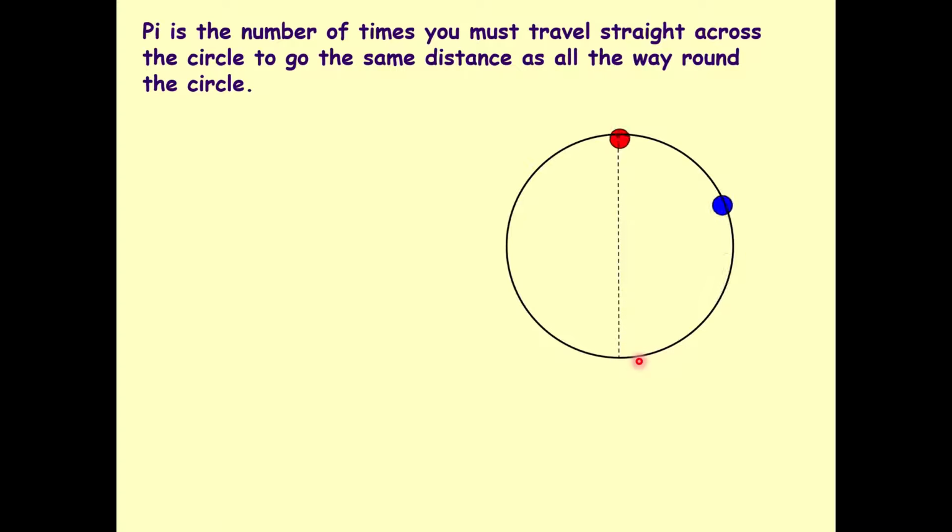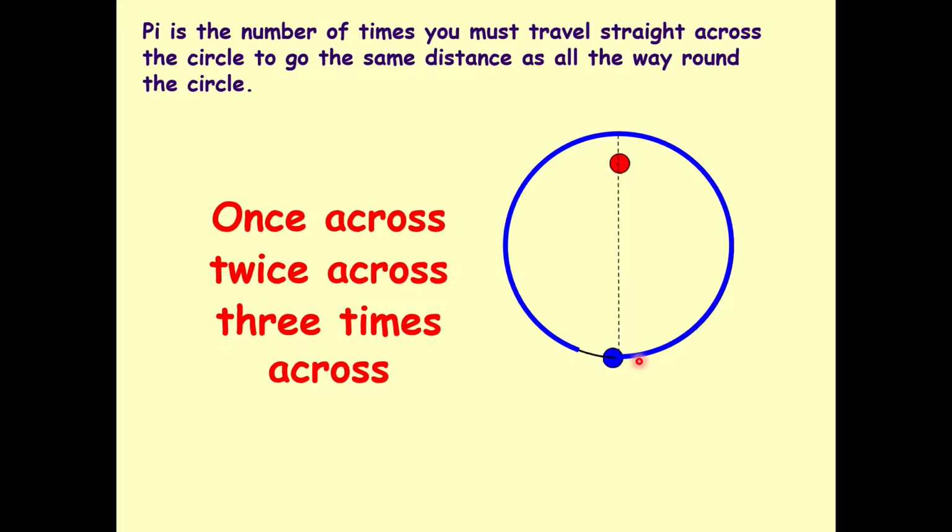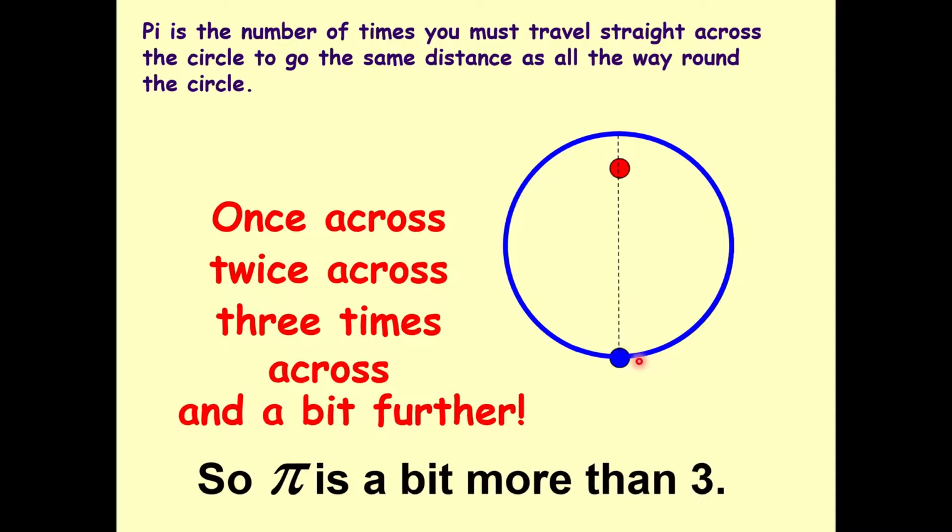So if you follow the red line once, twice, 3 times, and then a little bit more. So that's where we get 3.14 from, and we're going to call that pi. And this is the symbol, it's a Greek symbol. That is what we use to refer to that number, 3.14.